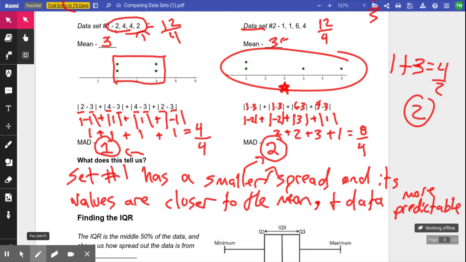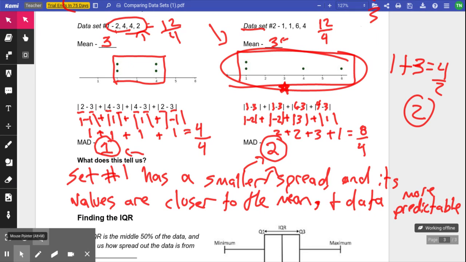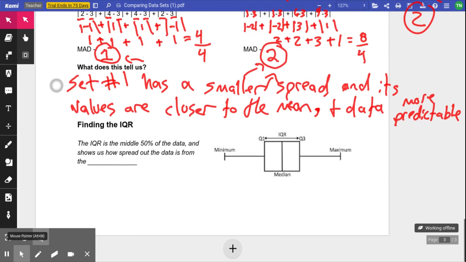This one here, over on the right side from data set number 2, if I say, hey, these are the last 4 nights' chapters you read, it's a lot less predictable. You might be reading 1 or 2 or 3 or 4 or 5 or 6. They're more spread out. It's less predictable. The data is more spread out, therefore measuring the spread, okay?